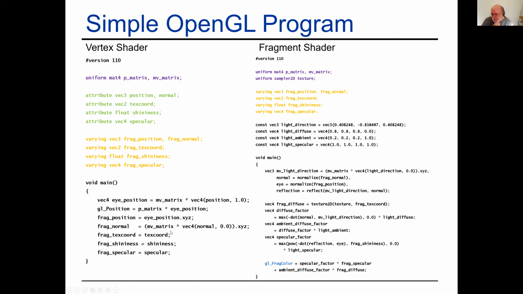We all discussed that. And we simply pass texture coordinates, shininess, and specular through to the fragment shader. Nothing really happens here. This is not actually using any computation, right? This is just setting up, passing things to.